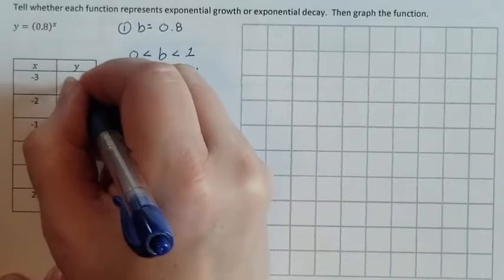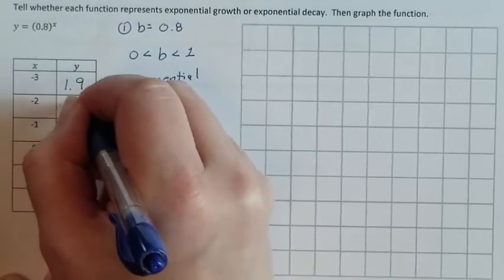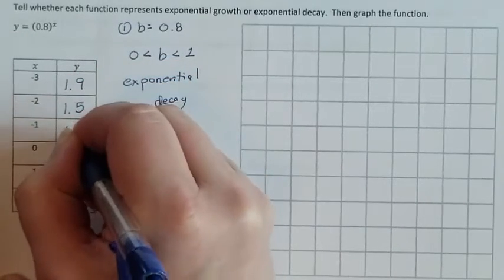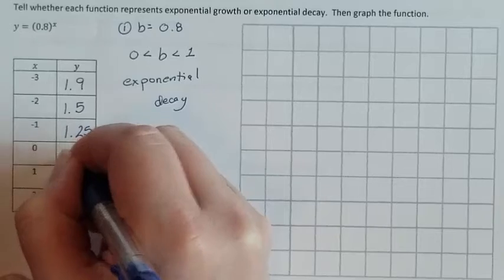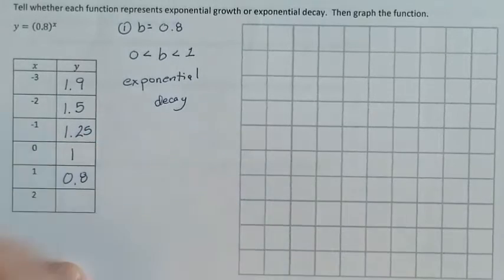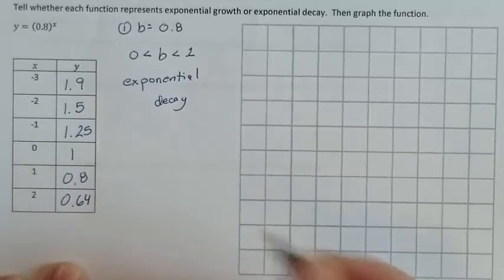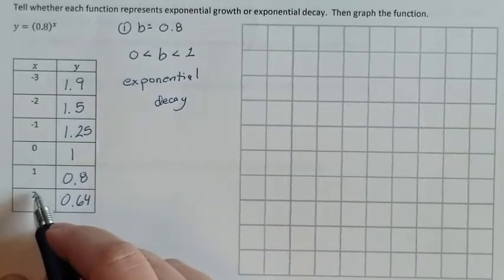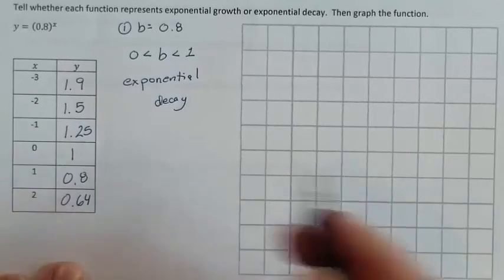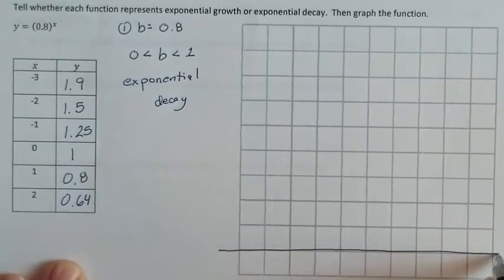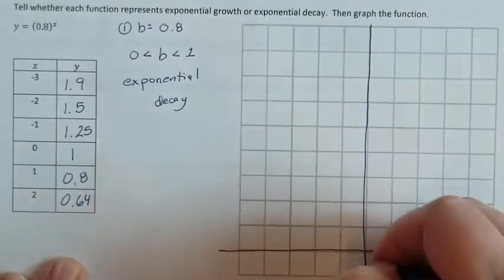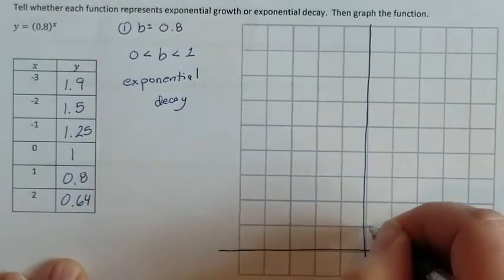I get 1.9, 1.5, 1.25, 1, 0.8, and 0.64. X's have positive and negatives, but the y's are all positives. So here is my x, here is my y, scaling my axes.